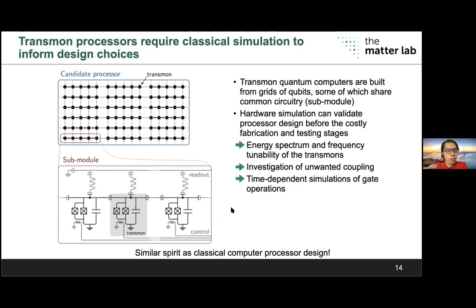So then, typically we will have a collection of these transmons in this processing unit that we are interested to simulate, right? And then we would like to see what the energy spectrum of this device is, and how we investigate what the unwanted noises or some of the crosstalk between individual transmon qubits are, right?